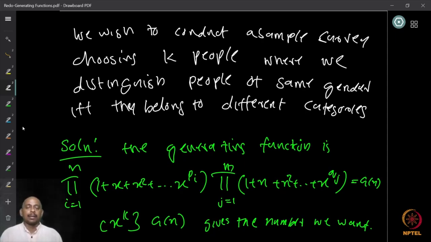And then the product over j equal to 1 to m of 1 plus x etc., x raised to q_j, gives the choices for the ladies from each of the m categories. And this product is the generating function g of x. So the coefficient of x raised to k from this generating function will tell you the number of ways we want. What you can do is to take some numbers, fix the numbers m and n and the p's accordingly, then take the product and find the coefficient of x raised to k for some k, and see whether it actually matches with your manual computation. So one can try this.